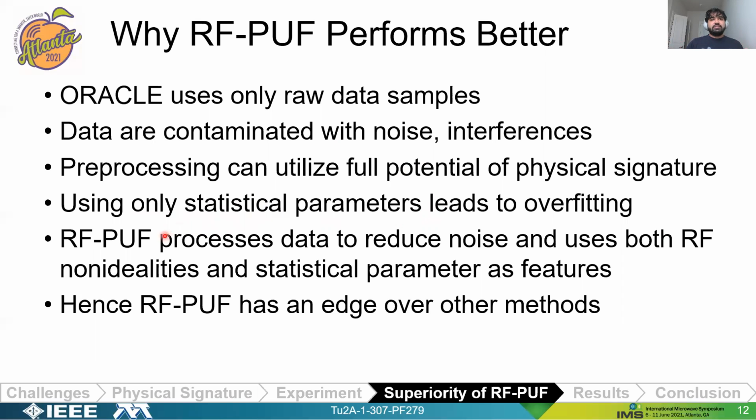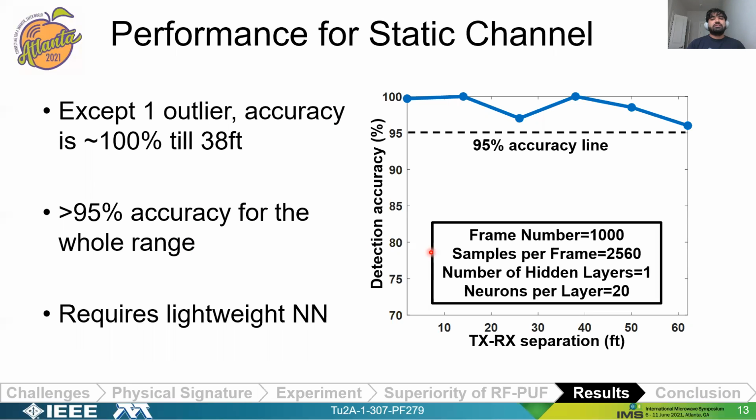So RF-PUF takes a middle ground. It processes data to reduce noise and uses both RF non-idealities and statistical parameters as features. So RF-PUF has an edge over Oracle, as can be seen from the result. Okay, now let's discuss our results in detail.